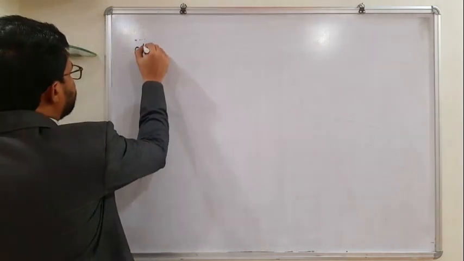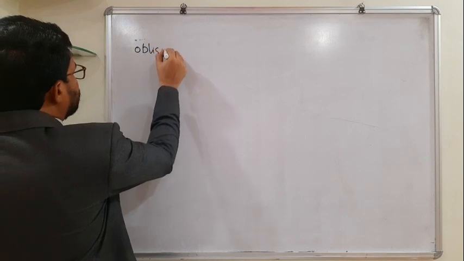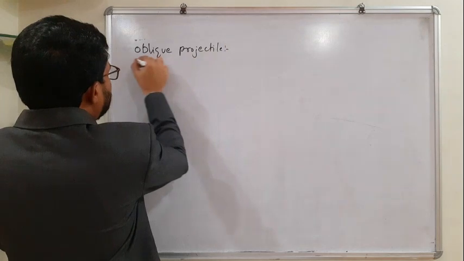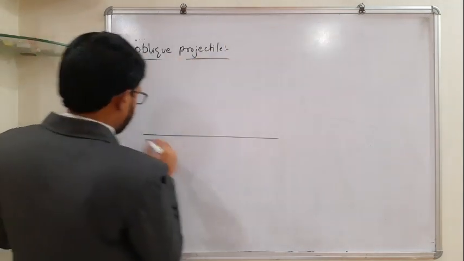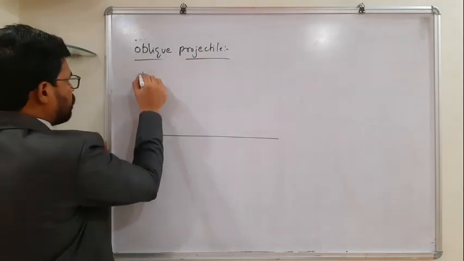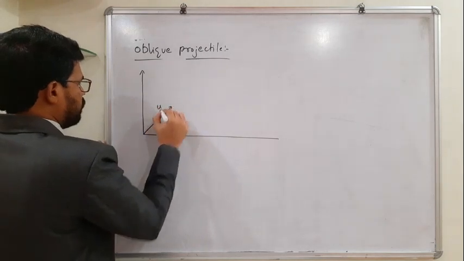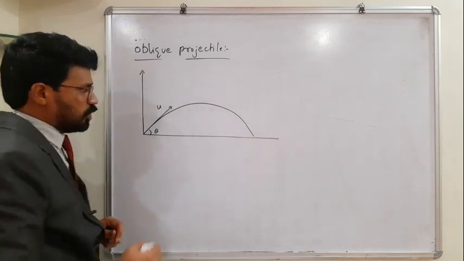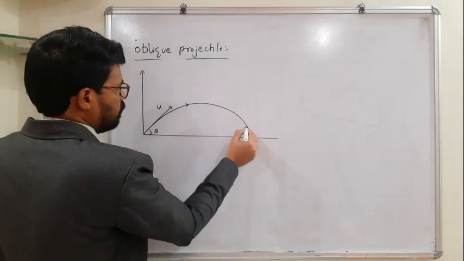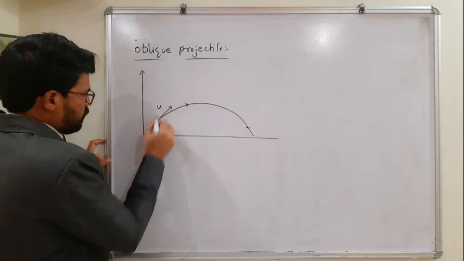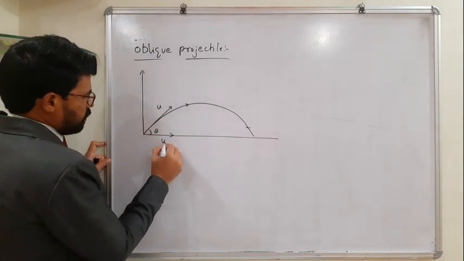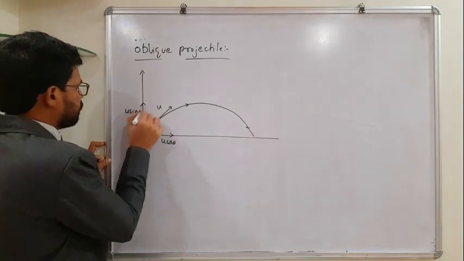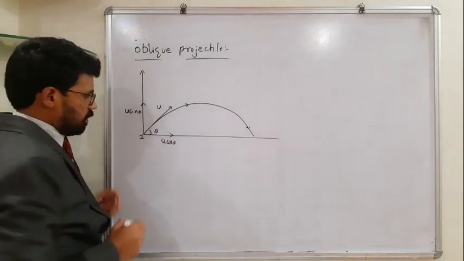Oblique projectile. I'll imagine that a body is projected with the initial velocity u at an angle theta with the horizontal. Let us say the trajectory followed by this body is this one. This is the path followed by the object. This initial velocity can be resolved into two components. One is u cos theta and the other one is u sin theta.